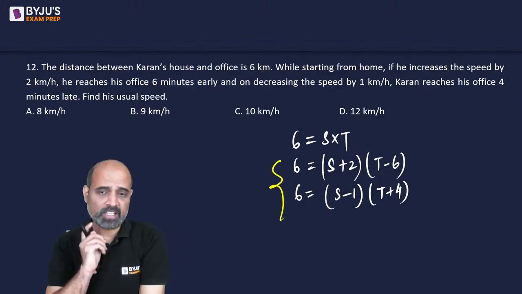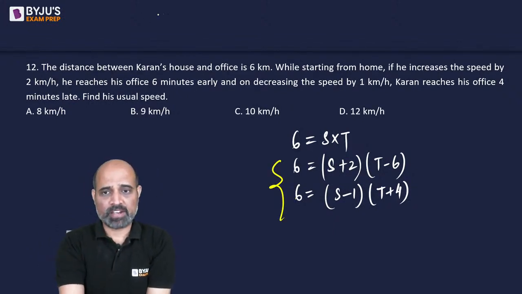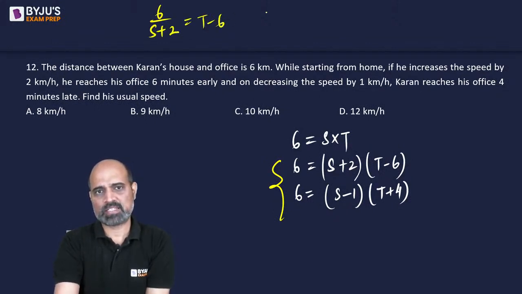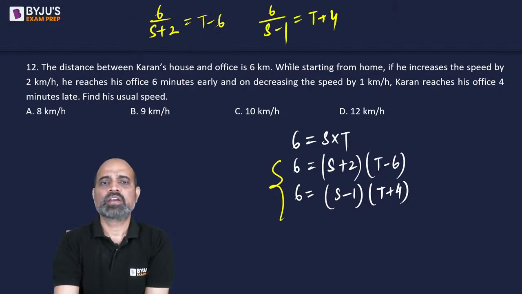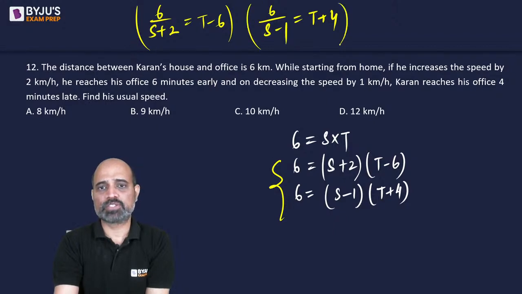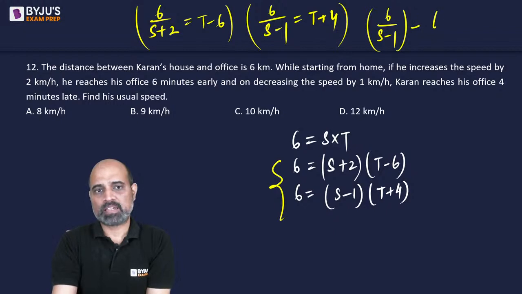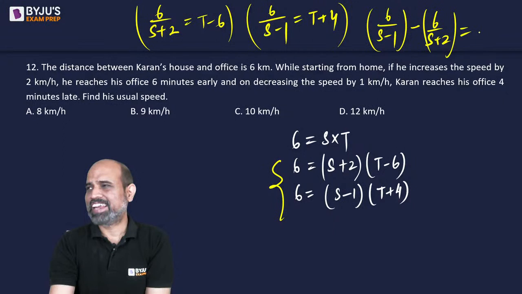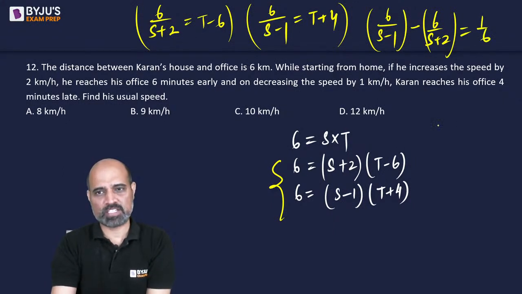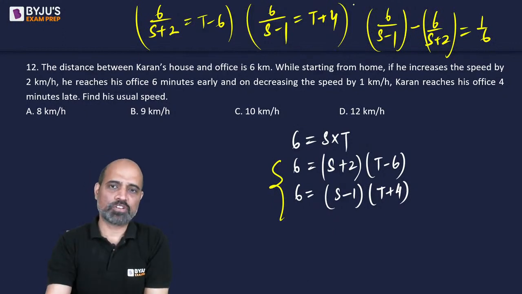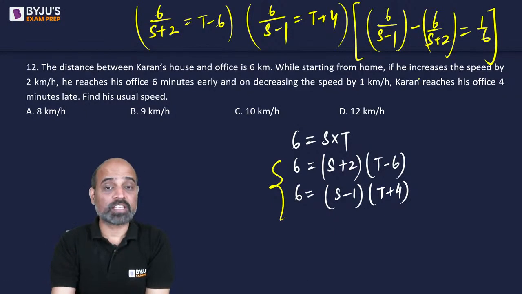बस तरीका अलग है. If I look at this one, can I say 6 by s plus 2 is t minus 6, and the second one is 6 by s minus 1 is equal to t plus 4. And if I happen to subtract these two, I will get 6 by s minus 1 minus 6 by s plus 2 is equal to 10. 10 minutes है ये. 4 minutes minus 6 minutes. 10 minutes means 1/6 of an hour. अब ये solvable है. Okay, I'm not going to solve this. I'm going to use options.